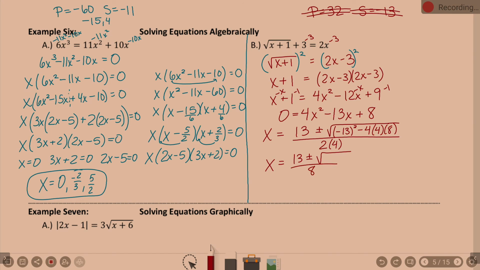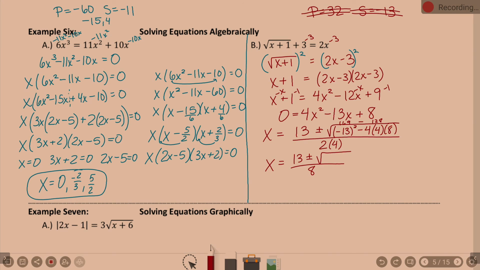Now, let me clear something up because I saw this mistake on the quiz and I see this mistake every year. Negative 13 squared. No matter what, that is going to be a positive, yes? I still had some people on the quiz tell me it's going to be negative, but it's positive. So this is going to be positive 169 minus 4 times 4 times 8, which is 128. So we're doing 169 minus 128, which is 41.